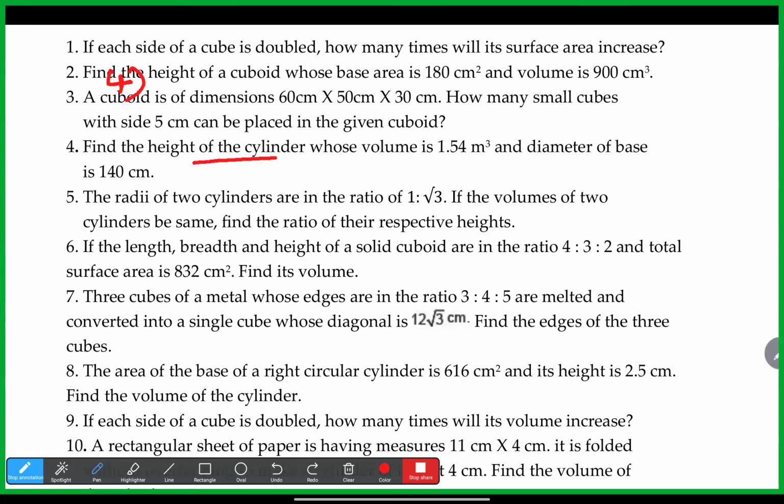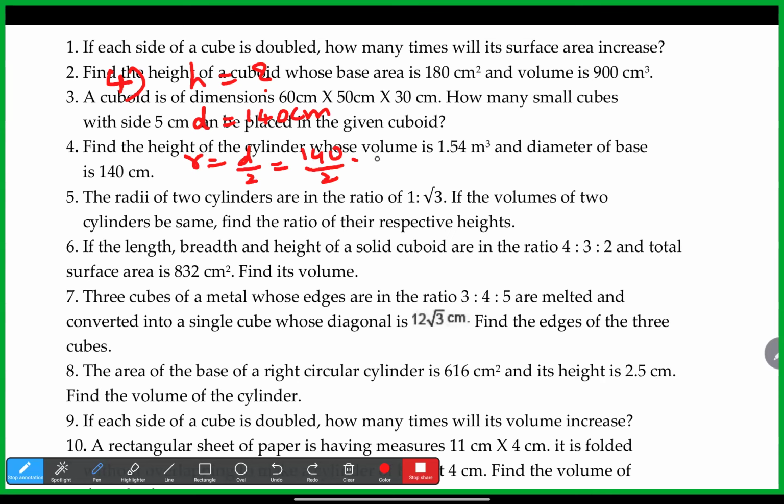So find the height of the cylinder. So H question mark. Like this you should write with letters only, whose volume is 1.54 and diameter of the base is 140. Diameter is 140 centimeter. Means radius will become how much, Maisha? D by 2.